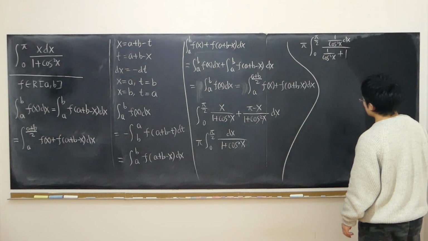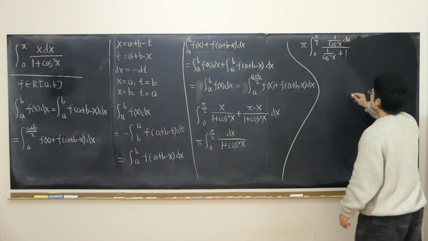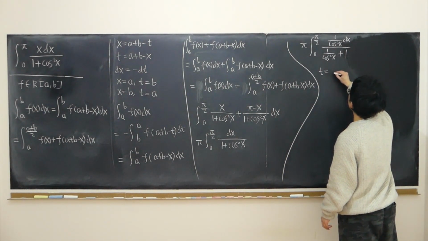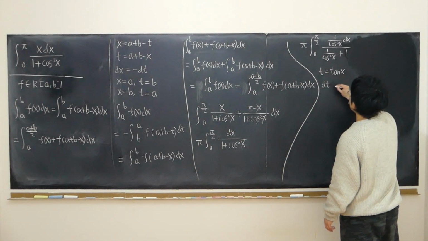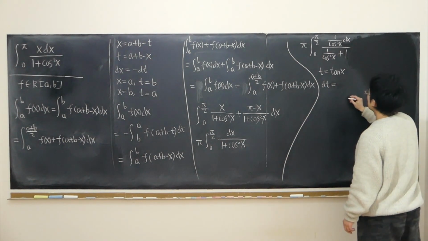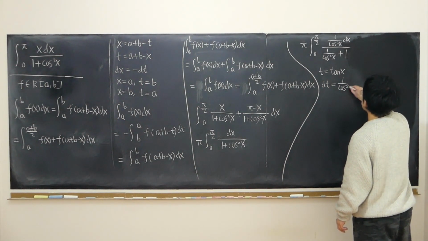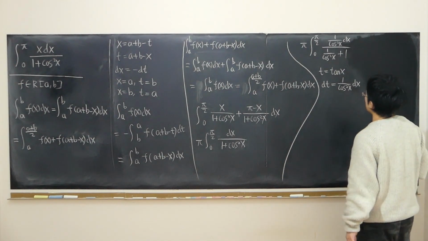Now, 1 over cosine square, that is the derivative of tangent. Right? So therefore, I'm going to let t equal tangent x. Right? Then dt is 1 over cosine square x dx. That's the motivation.